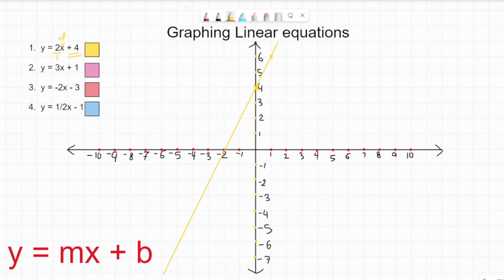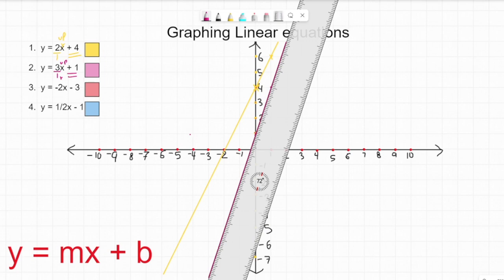Now let's plot the second line. The y-intercept is positive 1. I'll go to positive 1 and mark the point. That's my first point. Now we'll use this point and the slope to find the second point. Our slope is positive 3, which is 3 over 1. So 3 steps up and 1 step right. 1, 2, 3 steps up and 1 step right. That's the second point. Now let's join these points and form a line. Here we go. This is our second line.